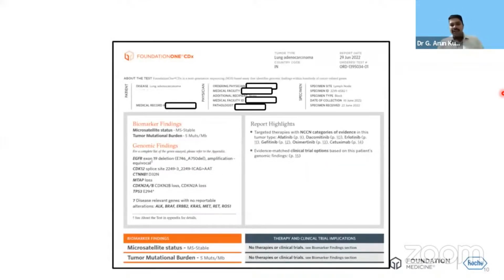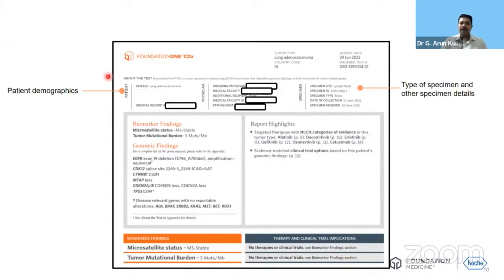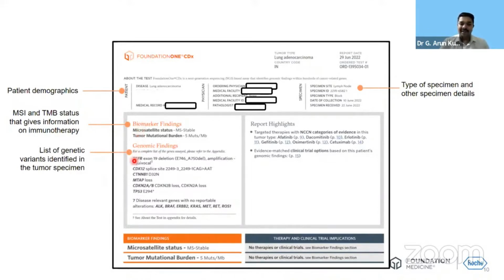Overall, the report looks like this. You first have the basic patient demographics, what the disease is, and the specimen type. Then come the major biomarker findings. In this case, the biomarkers are microsatellite status and tumor mutation burden, which give information on the immune therapy possibility. Then you have the list of genetic variants identified in the tumor. For example, in this case, you have the EGFR exon 19 deletion, CDK12 mutation, MTAP loss, and TP53 mutation.